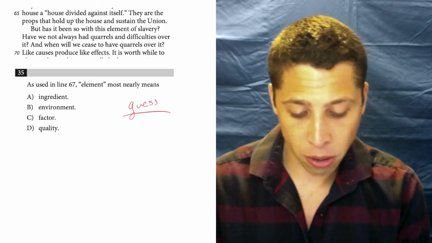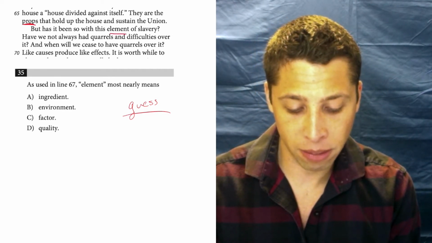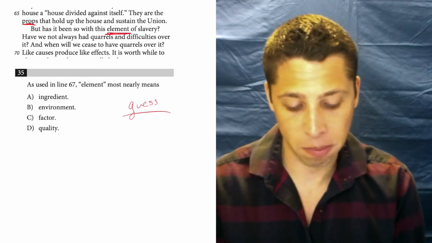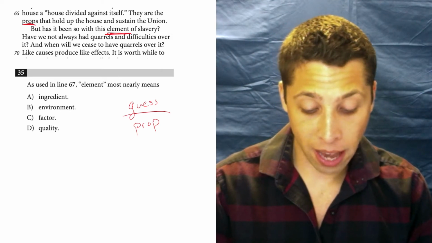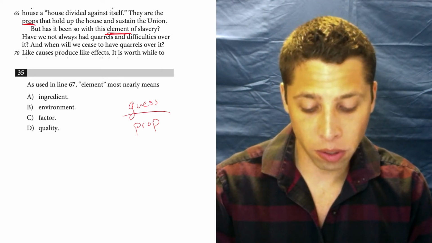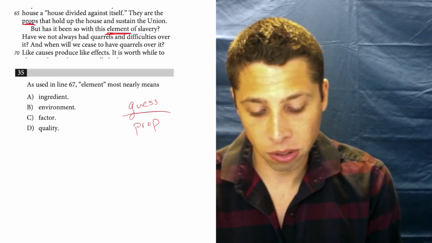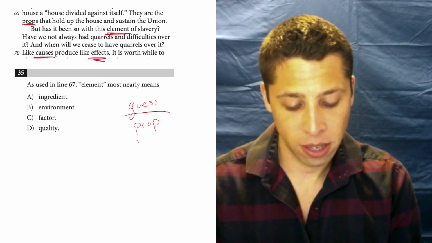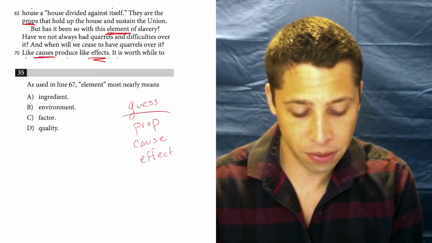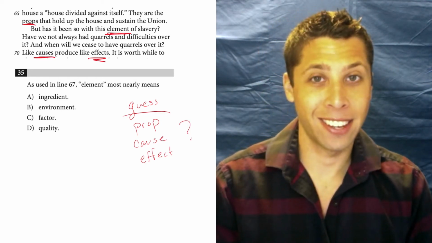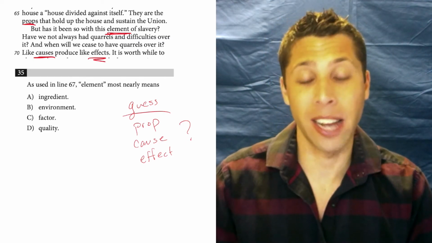They are the props that hold up the house and sustain the union. But has it been so with this element of slavery? So maybe it means something like this prop of slavery? I don't really know. Have we not always had quarrels and difficulties over it? And when will we cease to have quarrels over it? Like causes produce like effects, so maybe slavery is the cause or the effect of slavery. I don't have a good sense. But that's okay. We have a rough sense of what's going on, and now we look at the answer choices.